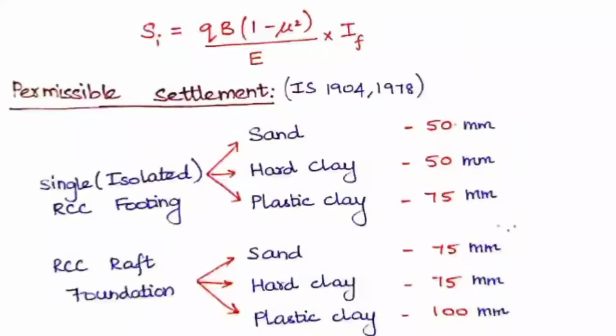And then the permissible settlement. The permissible settlement for single or isolated RCC footing and for raft foundation are given separately, for sand, hard clay and plastic clay. So normally it is 50 mm for sand and 50 mm for hard clay in single footing, and for plastic clay it is 75 mm. So this is for isolated footing, where it is minimum 50 and maximum 75. But in raft footing, the minimum settlement itself is 75 mm for sand and hard clay, and for plastic clay it is 100 mm, so maximum 100.